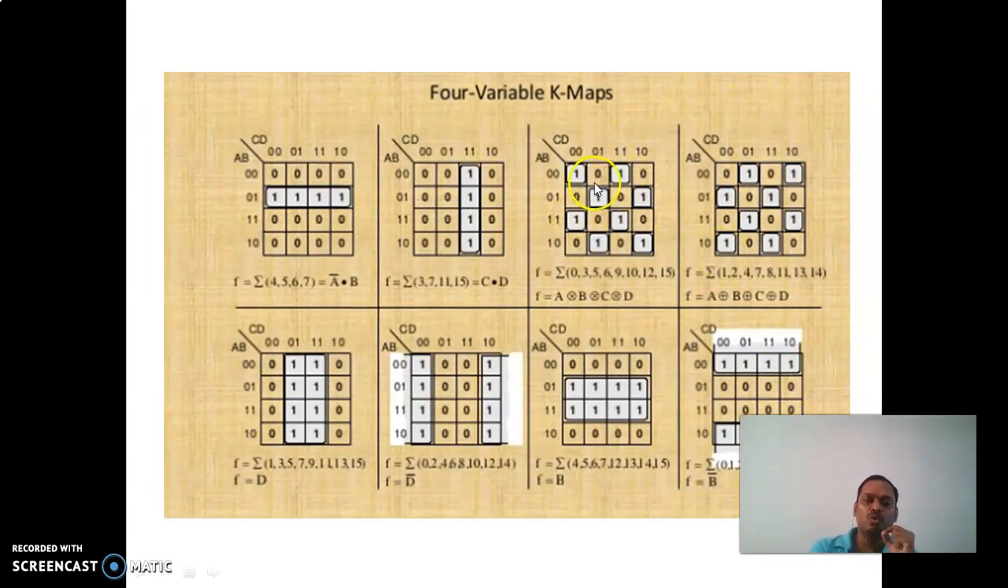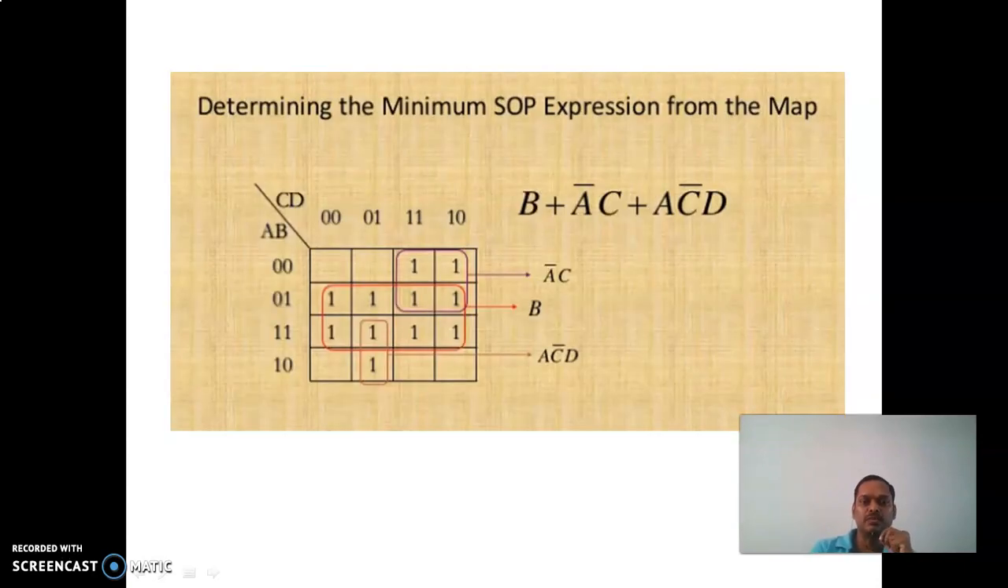If it is not possible to combine any grouping in the cells, we can take it as a single one like this. And if all the 4 1s here, left side and right side, we can map this as a combination grouping of 8 cells. This is also a grouping of 8 cells. This is also an example of a grouping of 8 cells. This one is top and bottom cells. This is an example of how you can solve the given expression using the 4 variable K-map.